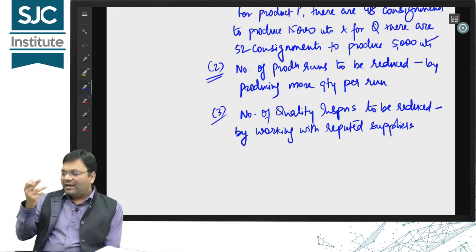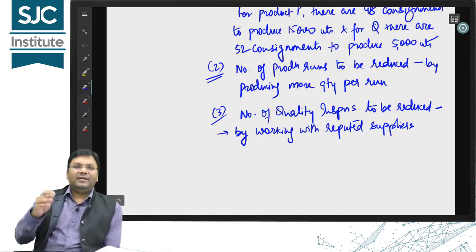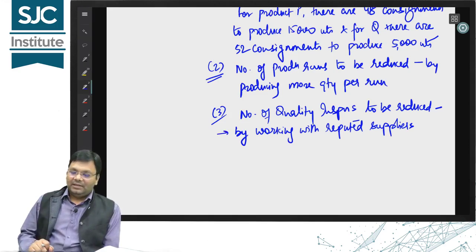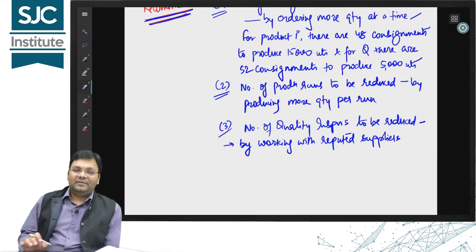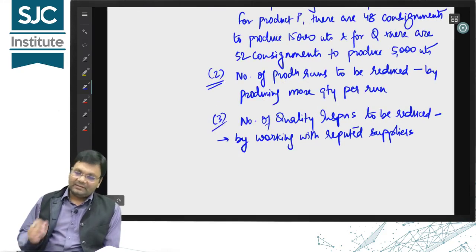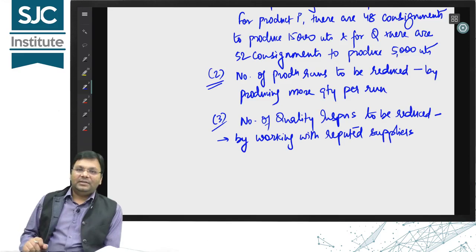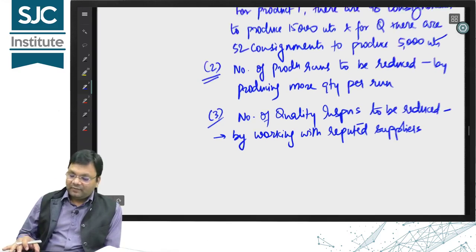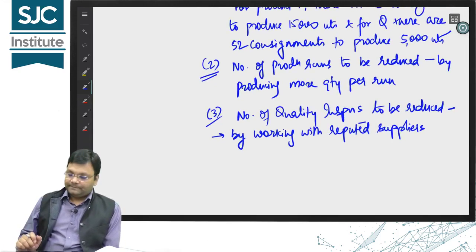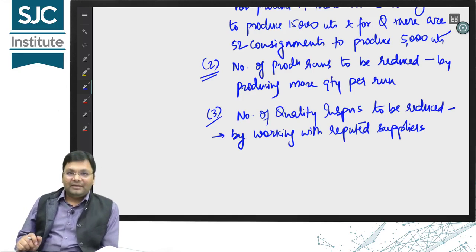Now sir, how are these ideas coming into your brain? These were not written anywhere in your notes. Yes, this is the challenge. This is the case study exam. All these ideas will start coming once you study this for the first time. This is how the syllabus is. You understand the concept, and then for application you have to bring new ideas, and those new ideas will start coming once you have studied it. So the number of quality inspections can be reduced by working with reputed suppliers.